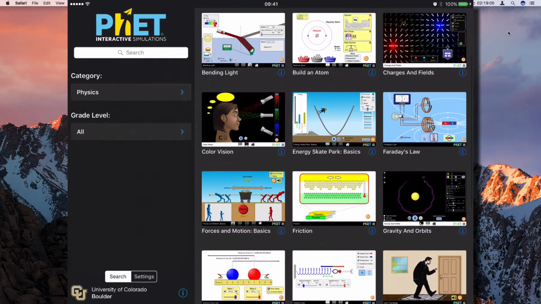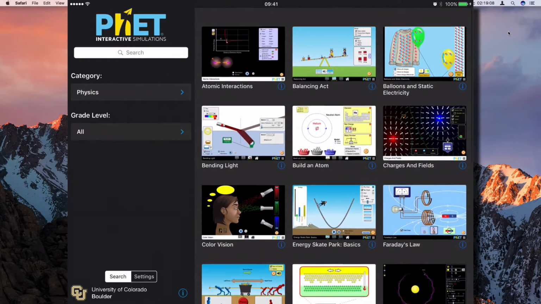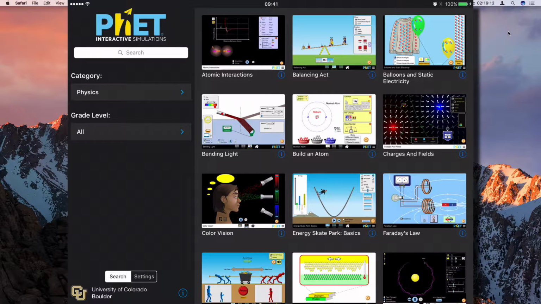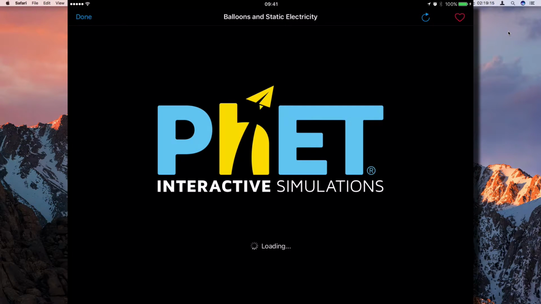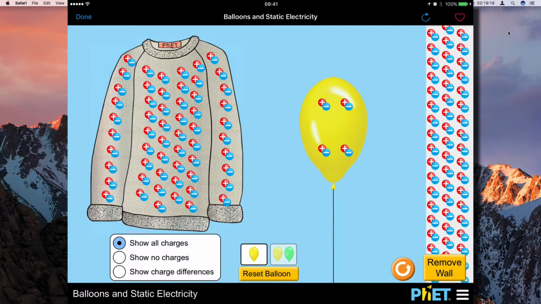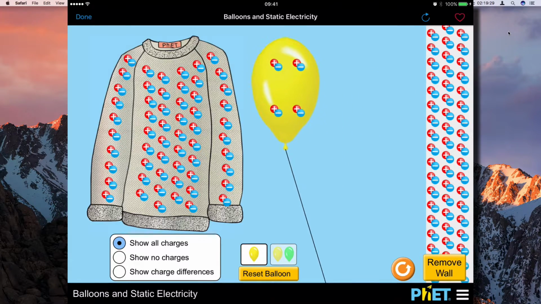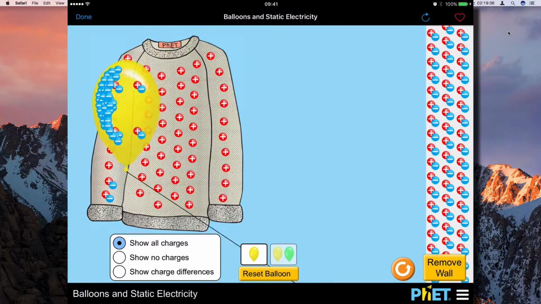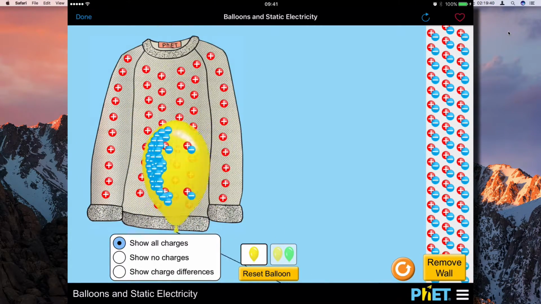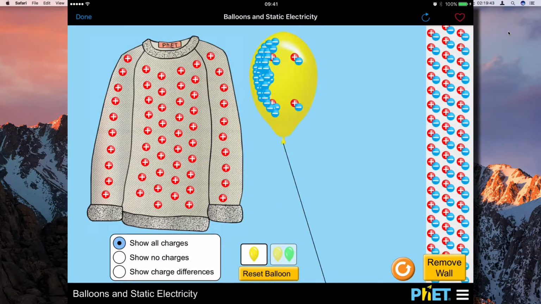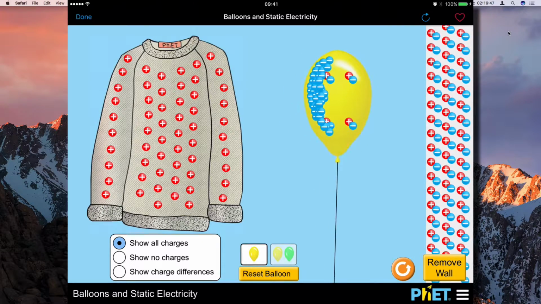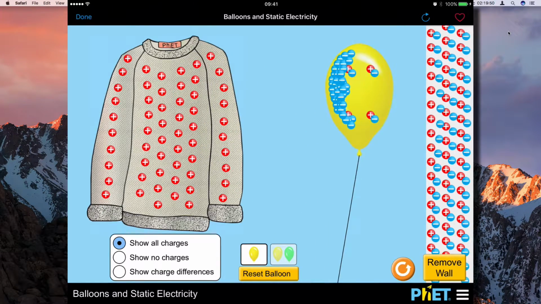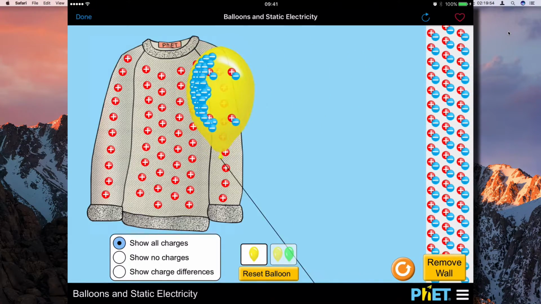Let's see. Let me show you one more. I like this one as well. So in this one, it's showing charges and a balloon. So if I rub this balloon onto this piece of clothing, okay, it's going to attract all the negative charges, so that the jacket now has a net positive charge, which means that the balloon has a negative, so it's attracted by, if I just let it go, it's attracted by the jacket.